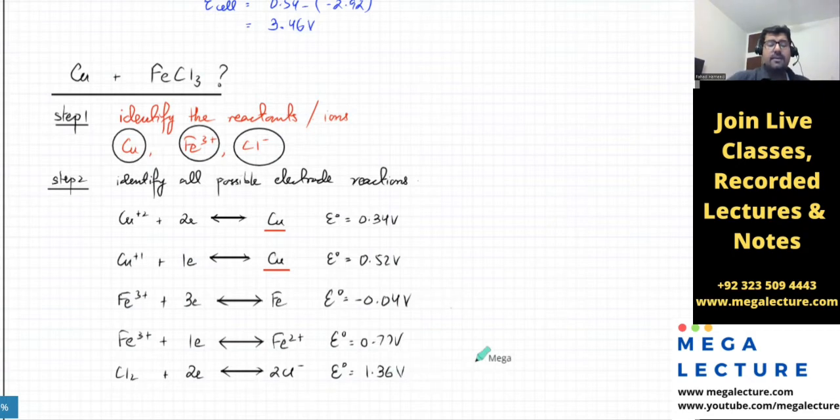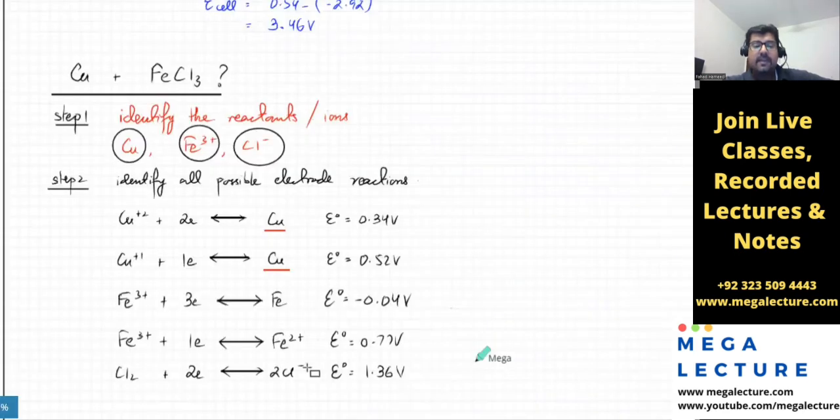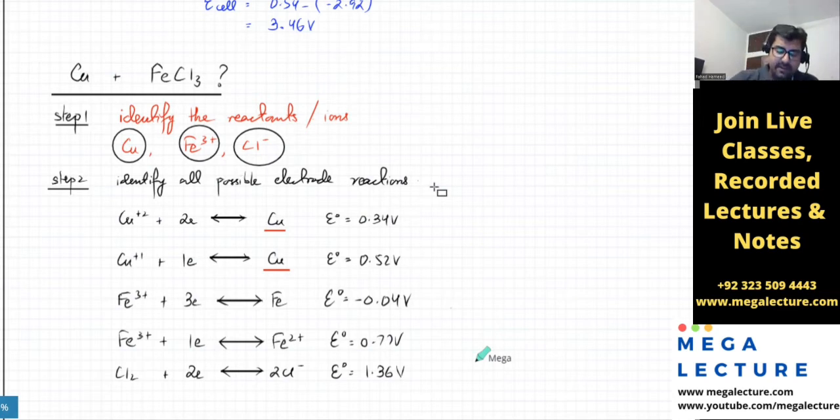So I've written down all. Now you don't have to actually write it down, because if you have the data booklet or the table is given to you, you just mark it on there. So you don't have to waste time writing this every time. You can just put a mark on all those equations that are relevant to you. I said write down, identify all possible electrode reactions involving your reactants only.